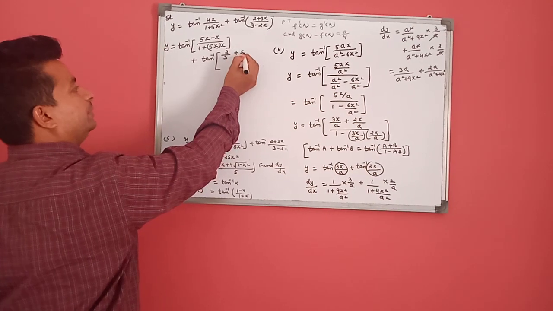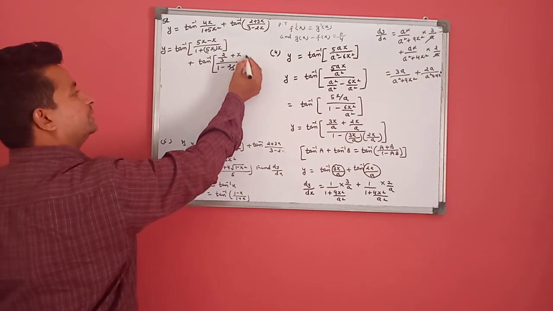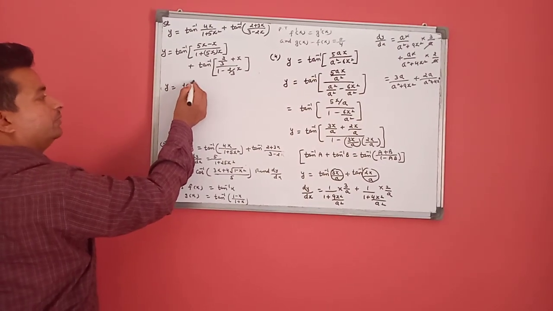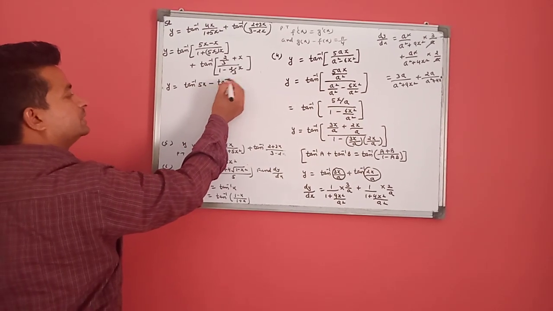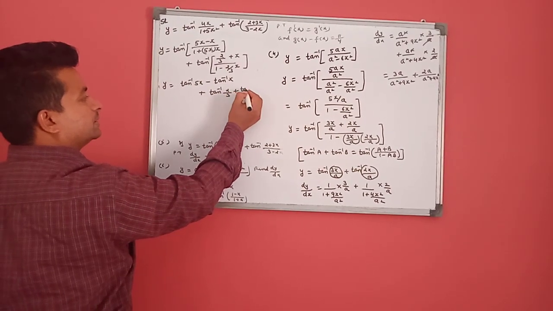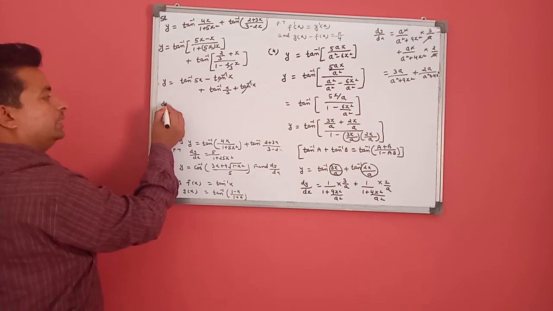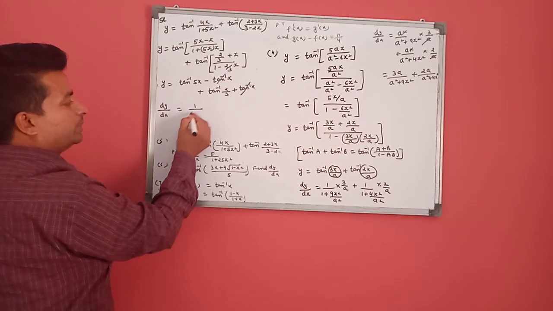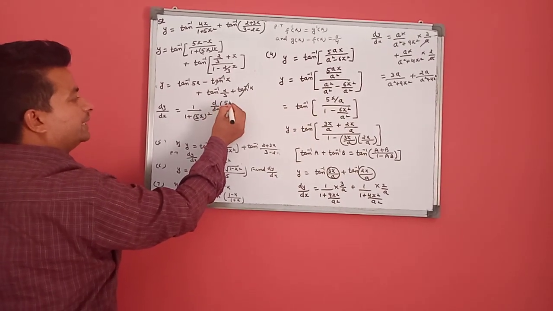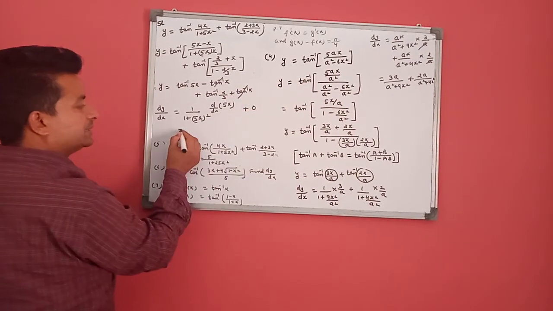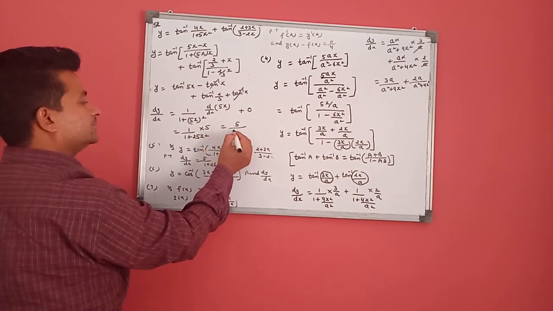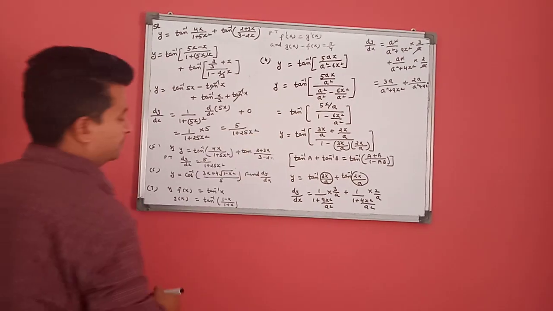So we get (2/3 + x) upon (1 − 2/3 x). This is the formula of tan⁻¹a minus tan⁻¹b. This is the formula of tan⁻¹a plus tan⁻¹b. This cancels out. When we differentiate this with respect to x, the square of this is 5x², and 5x is a constant, so its derivative is 0. 1 plus 25x² into 5. This is the differentiation of this question.